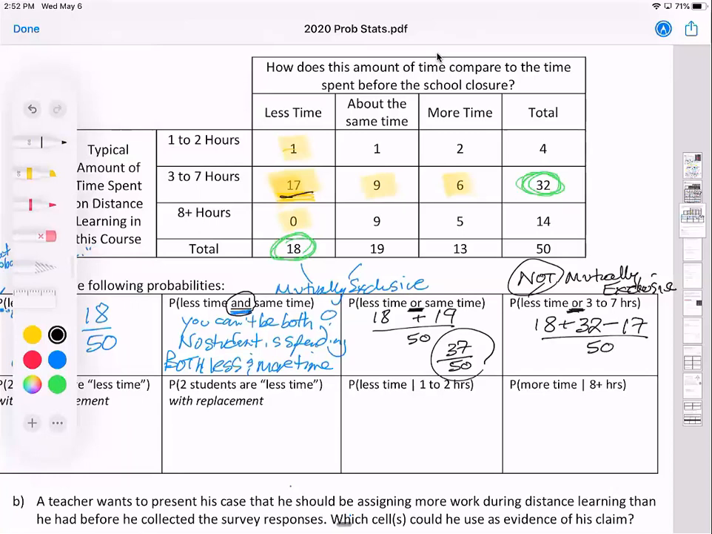Now, rather than doing it that way, you could always just count and add, right? You could just add 6 plus 9 plus 1 plus 17 plus 0 and get the same answer. So that would be what, 33, I think? The answer should be 33 out of 50 or 66%.